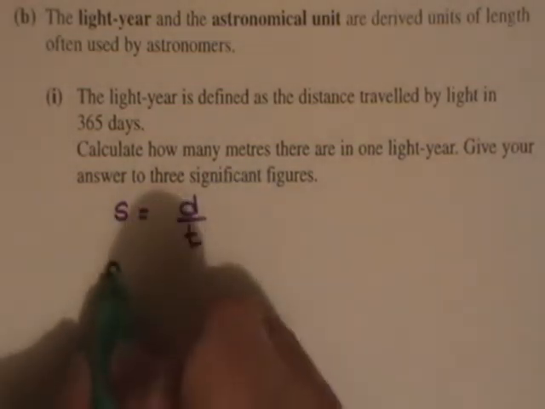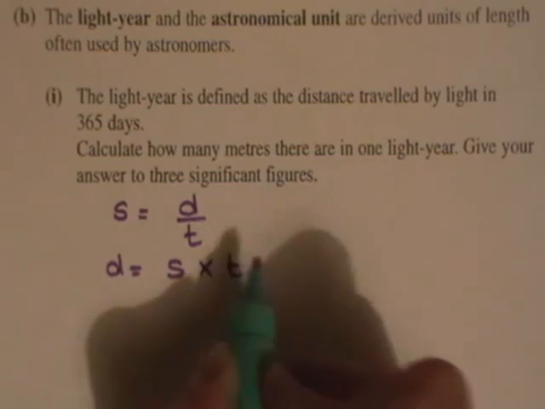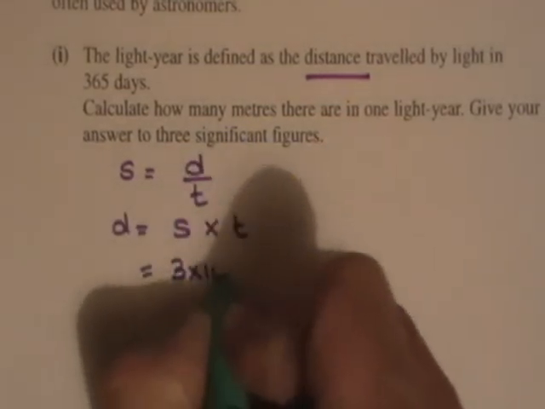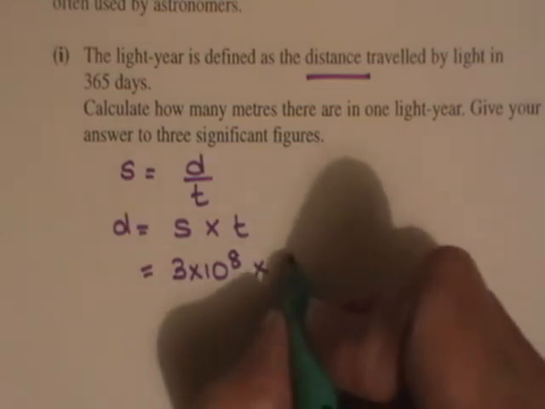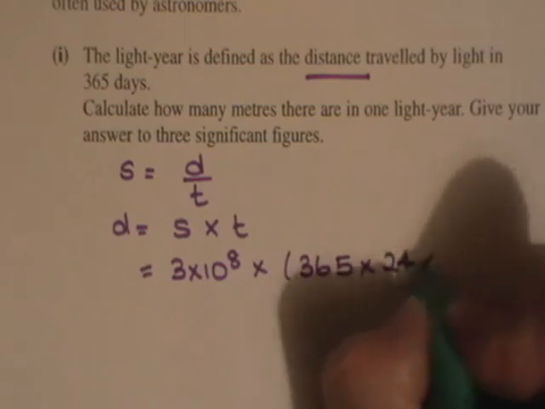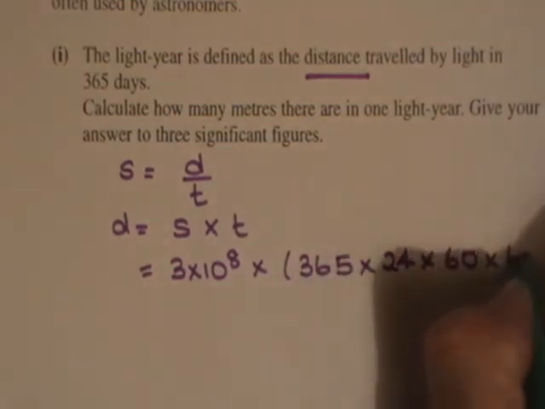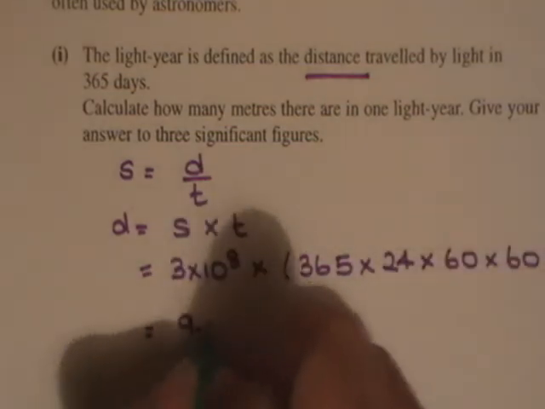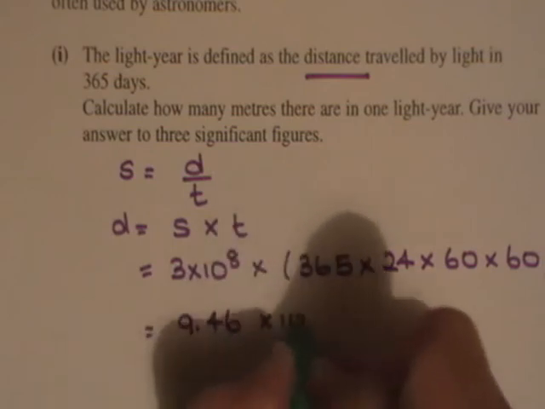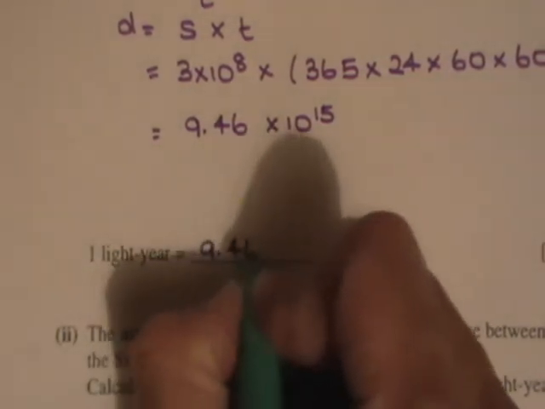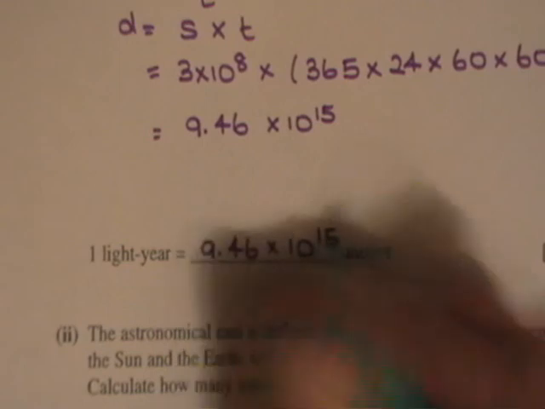So we're really looking for a distance. So distance is speed by time. That's what we're really looking for. It's a distance we're looking for. So the speed that we're talking about is, of course, the speed of light, which is 3 by 10 to the power of 8. And the time we're talking about is a year in seconds. So it's 365 by 24 hours, and then there's 60 minutes in an hour and 60 seconds in a minute. And when you do that, then the answer comes out as 9.46 to 3 significant figures by 10 to the 15. So that's the answer, 9.46 by 10 to the 15 metres.